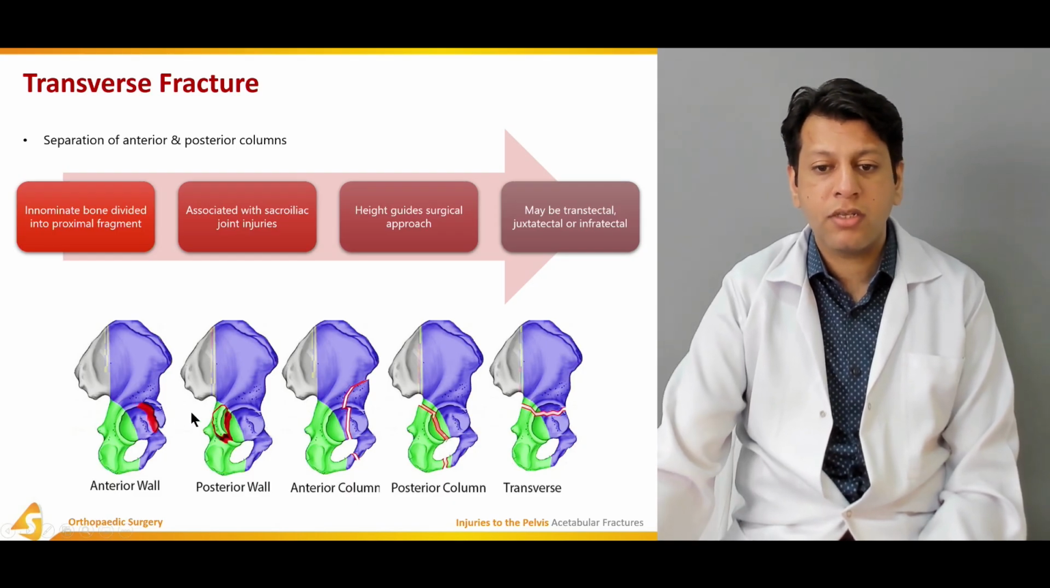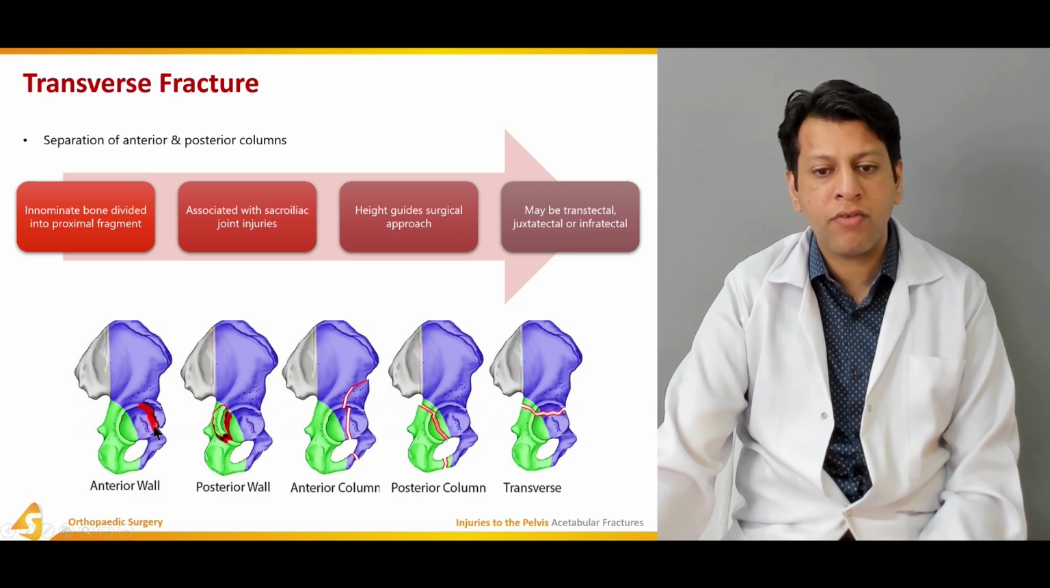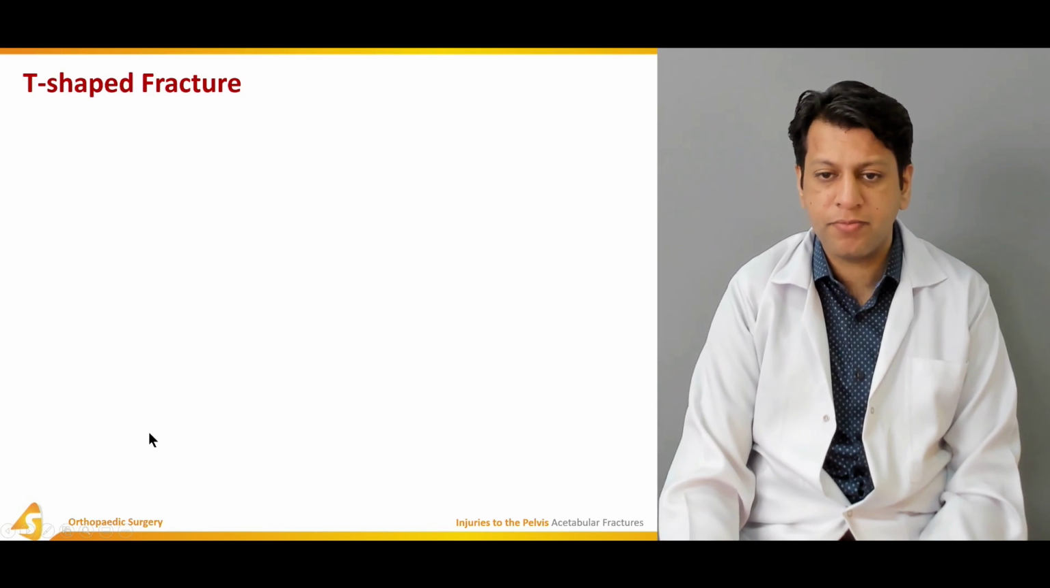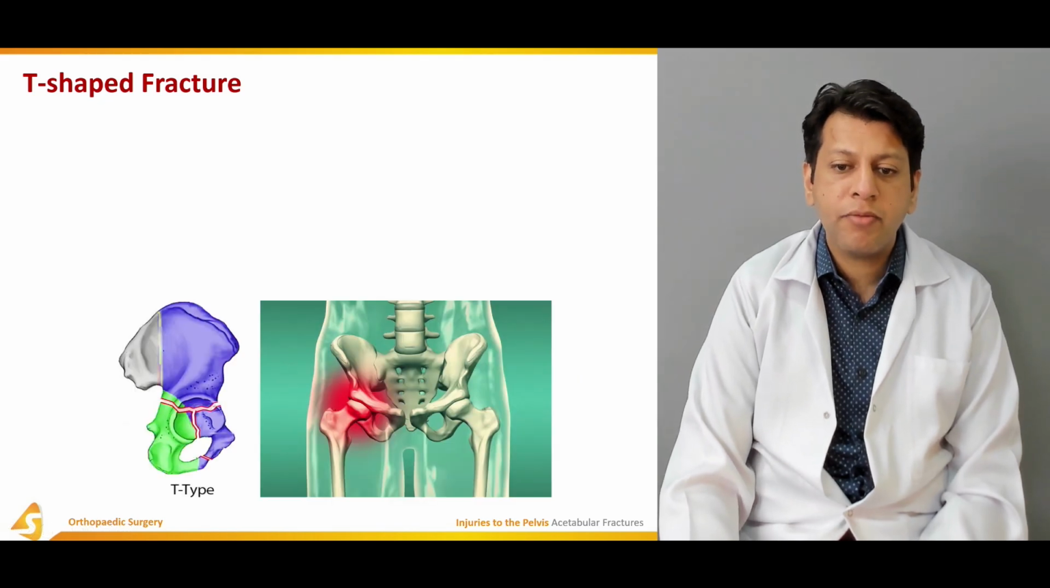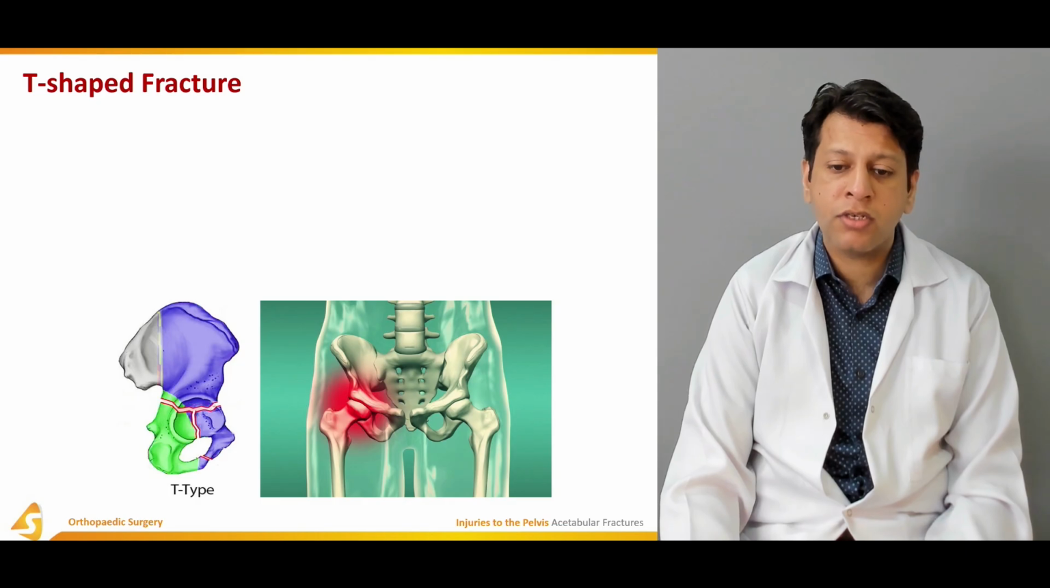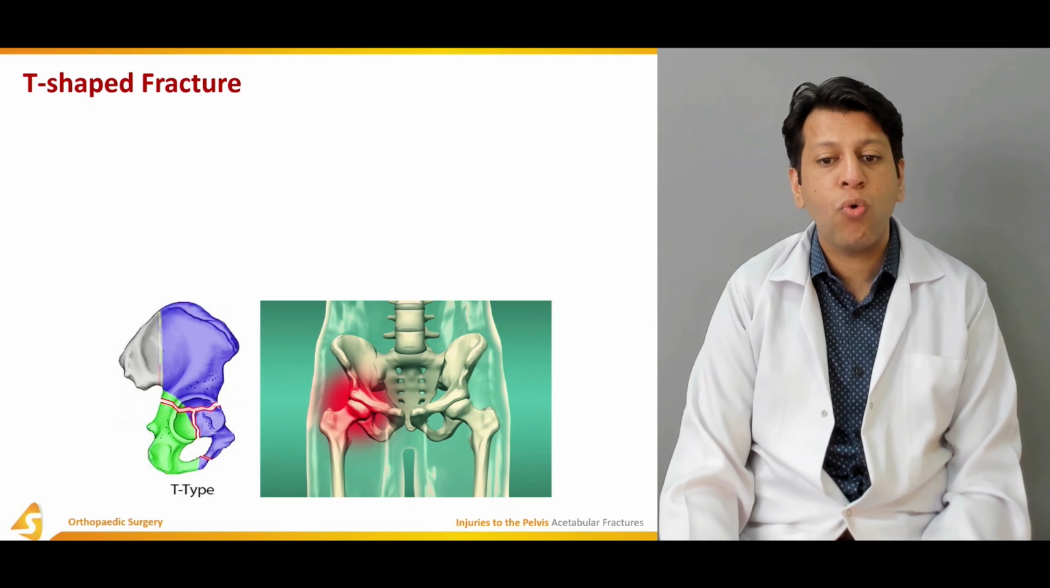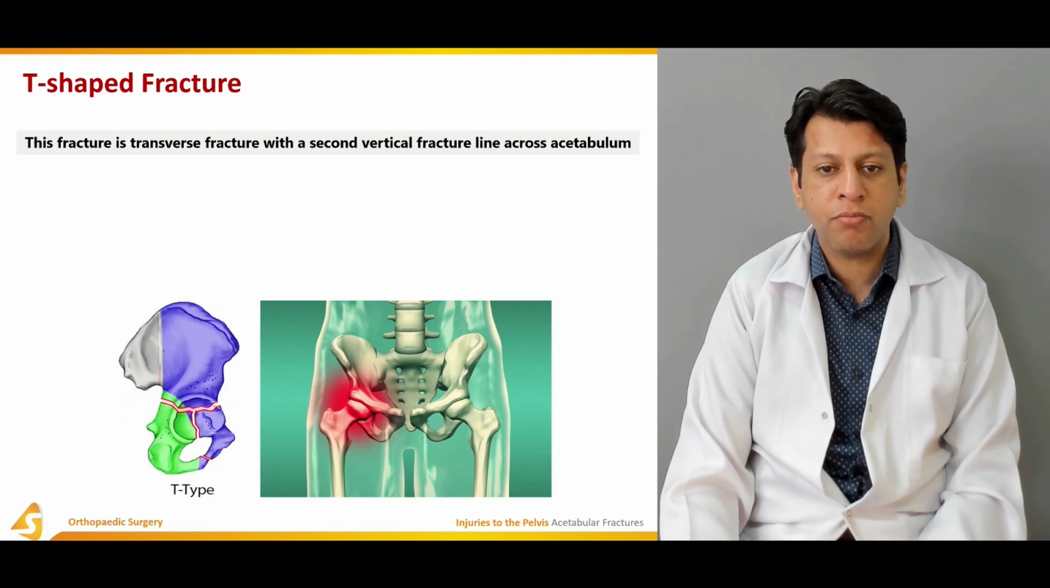Well, this is the area. If it goes through it, it could be transtectal. Above it could be juxtatectal, and infratectal when it is below that level. There could be a T-shaped fracture, which combines the transverse fracture type as well as a fracture line that opens inferiorly into the obturator foramen.